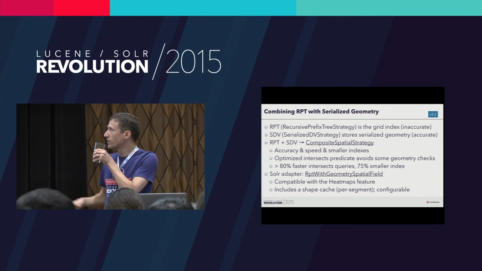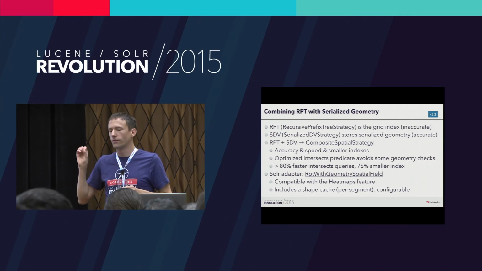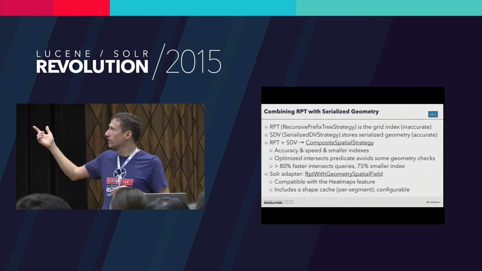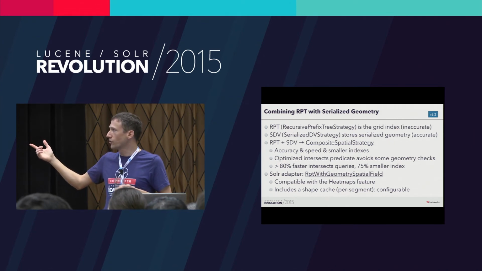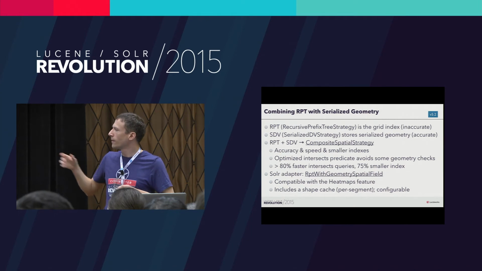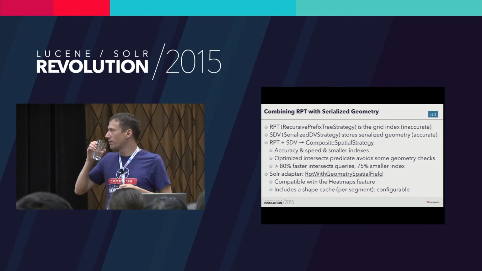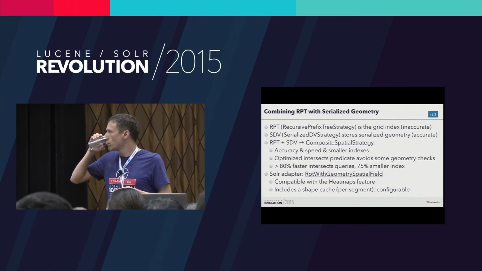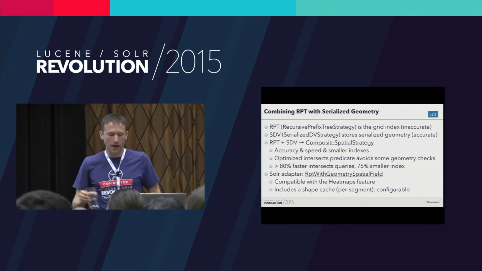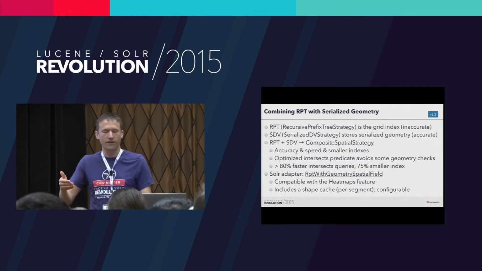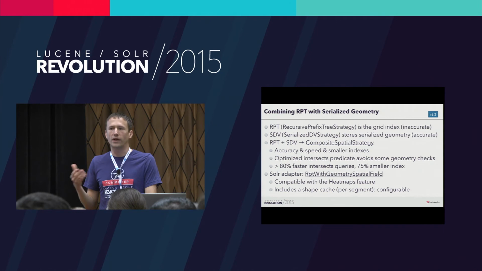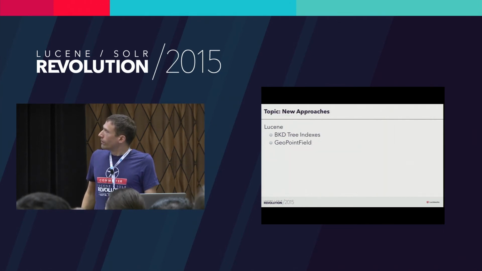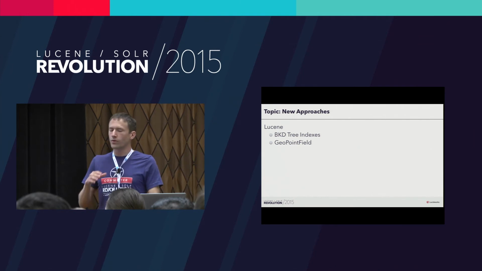So this is basically going forward. If you have polygons, line strings, any of that kind of data that you want to put in Lucene or Solr, definitely use composite spatial strategy. On the Solr side, that's known as RPT with geometry. And it is compatible with the Heatmap feature as well, because it's basically two strategies in one, and one of those is RPT based. A lot of that Solr adapter is actually a Solr cache. That's kind of an add-on bonus, where it will keep a cache number of those things in memory. That's per segment.